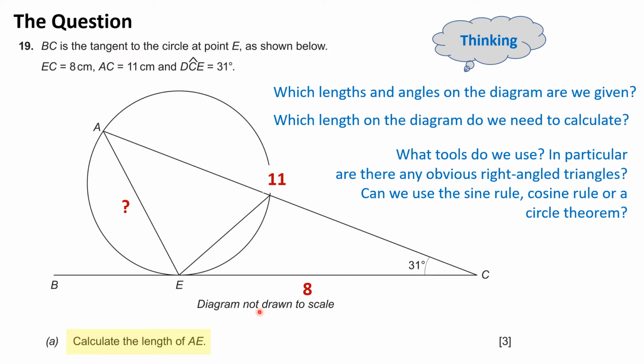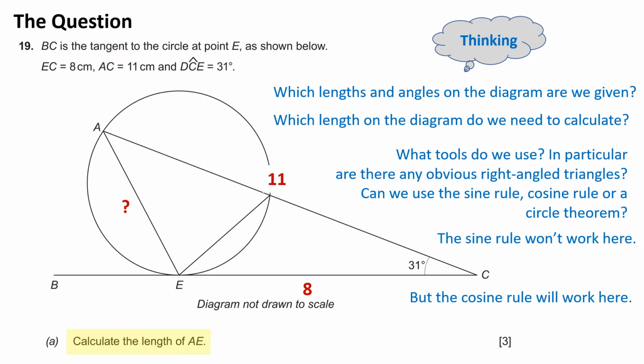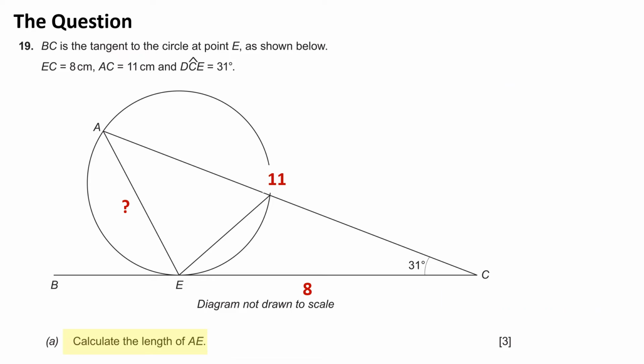Circle theorems, well, this is the setup for the alternate segment theorem. This angle here is going to be the same as this angle up here on the left. However, they're asking us for a length, so that's not useful. We perhaps just note it and think, maybe it will come up later. Knowing the tricksy examiners, they've probably set this up deliberately. So we can say the sine rule won't work, the cosine rule will work, and the alternate segment theorem may be handy later. Let us do that then to find the length.